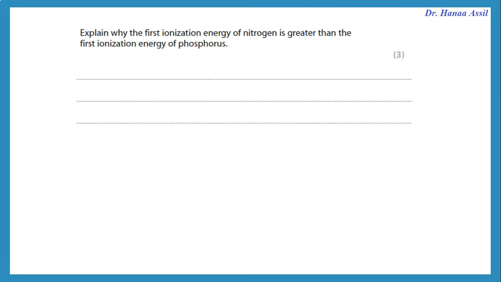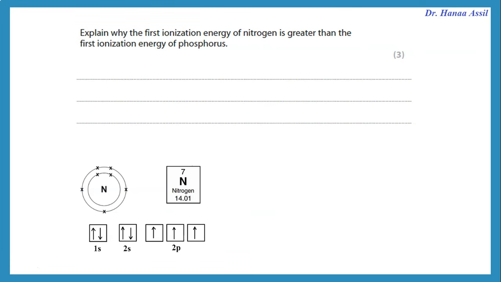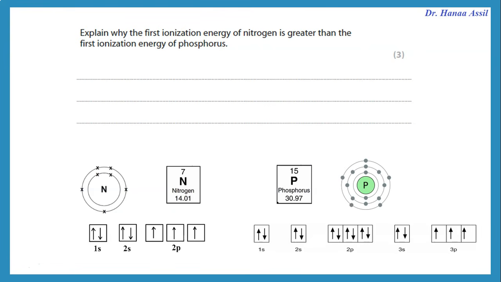Okay? Explain why the first ionization energy of nitrogen is greater than the first ionization energy of phosphorus. Where is nitrogen and where is phosphorus? Well, nitrogen has 7 electrons. So what we're trying to remove is an electron from a half-filled 2p orbital. What about phosphorus? We're comparing it with phosphorus. Well, phosphorus has 15 electrons, and that means 15 protons also.